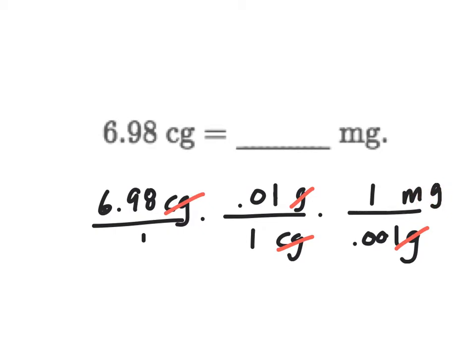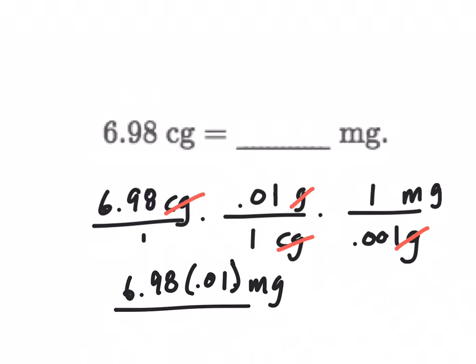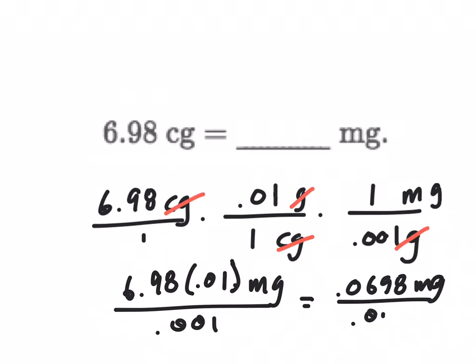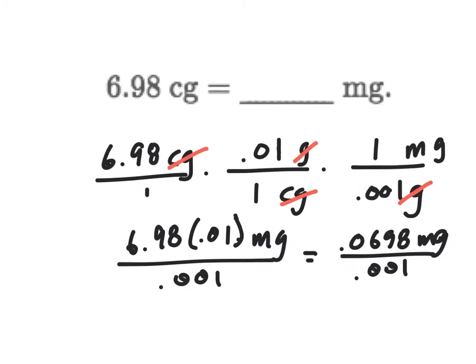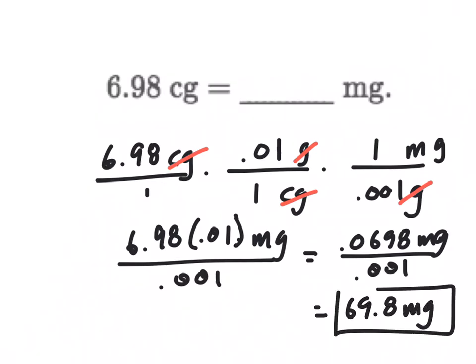And so now what I have is 6.98 times 0.01 milligrams, and then we're going to divide that by 0.001. I'm going to do the part in my numerator first: 6.98 times 0.01 gives me 0.0698 milligrams, and divide that by 0.001. At this point, all we have is 69.8 milligrams, and that's our answer. Really, all we did was move it 1 decimal place to the right, but I think it's important that we are able to logically think through this.